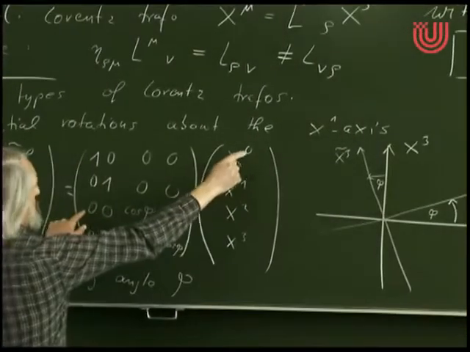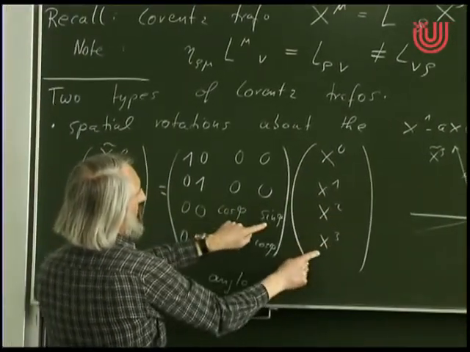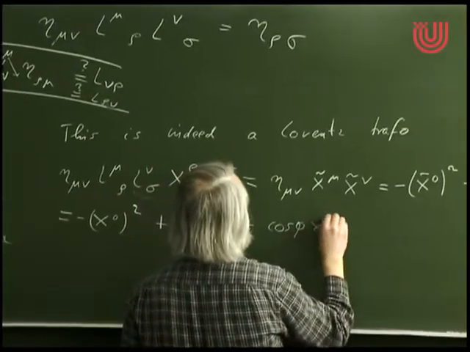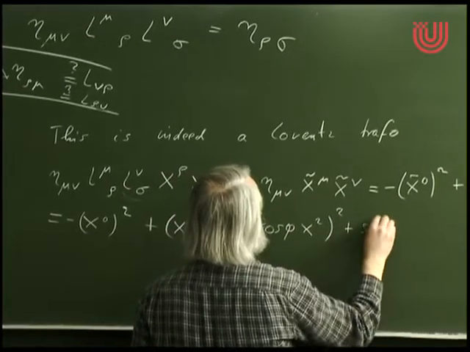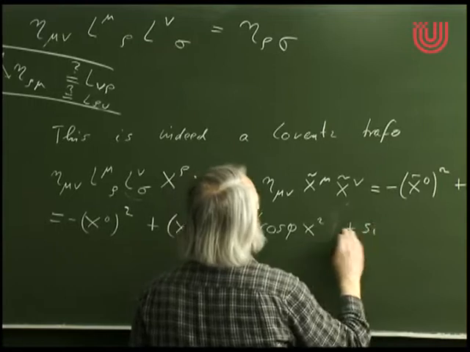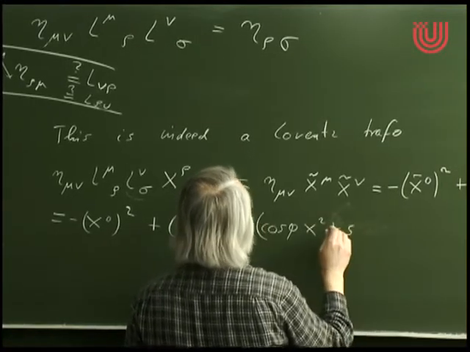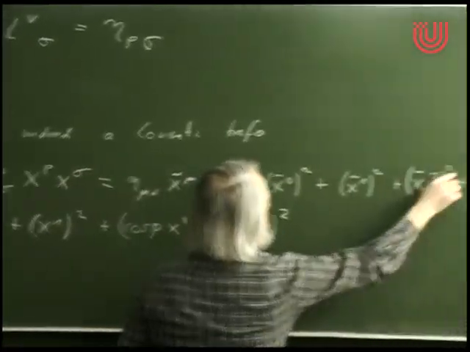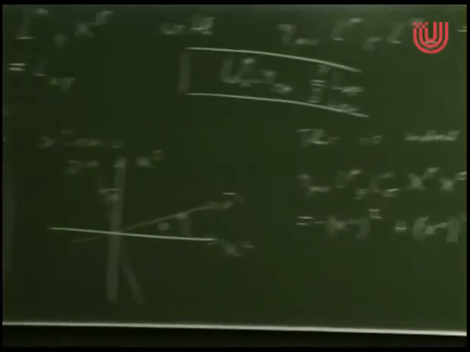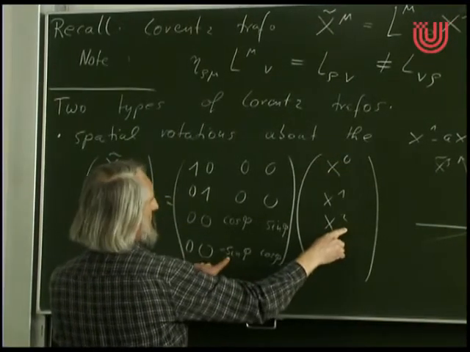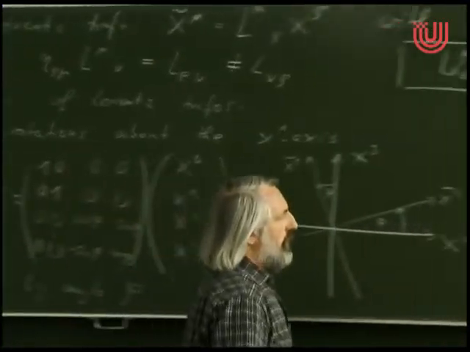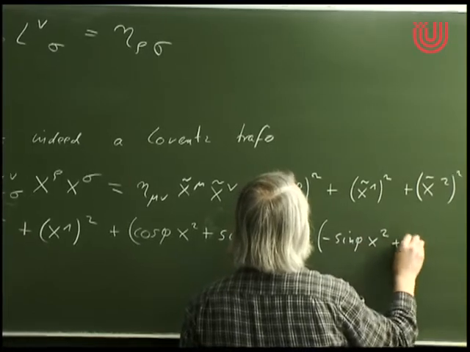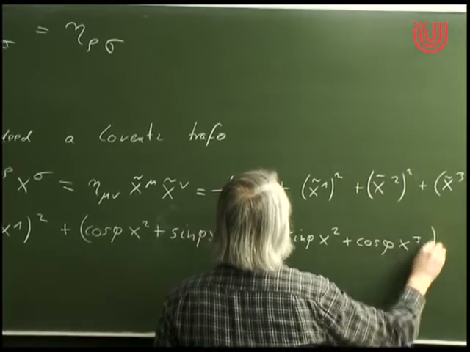x2 tilde is cosine phi x2 plus sine phi x3, and the whole thing is squared. This is this square here. And the last one, x3 tilde, is minus sine phi x2 plus cos phi x3, squared.